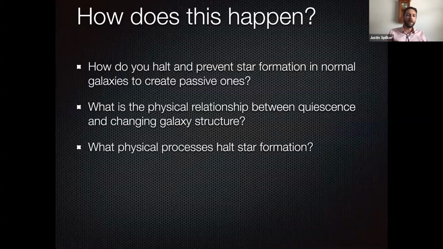And so my research is focused on trying to answer this question of how this ends up happening. How do you halt and prevent star formation from a star-forming galaxy to turn it into one that hasn't formed stars? And how do you keep it from forming stars for billions of years? How do you connect that bimodality in structure with the similar bimodality in star formation? And what are the physical processes that allow us to regulate star formation through the history of the universe?